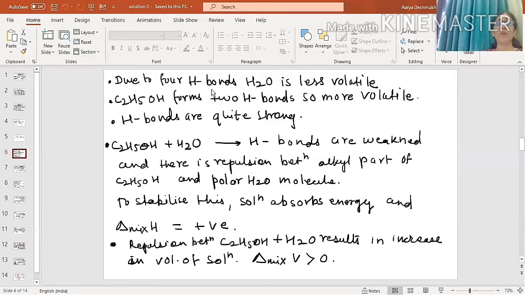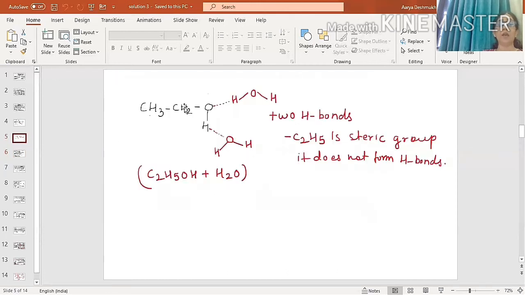Due to the 4 hydrogen bonds, H2O is less volatile, whereas ethanol forms 2 hydrogen bonds, so it is more volatile, and hydrogen bonds are quite a strong bond. When these are mixed together, the hydrogen bonds formed are weakened, and there is a repulsion between the alkyl part of the ethanol and the polar H2O molecule. You can see here, this is the alkyl part or the ethyl part of the ethanol molecule, and this is the water molecule.